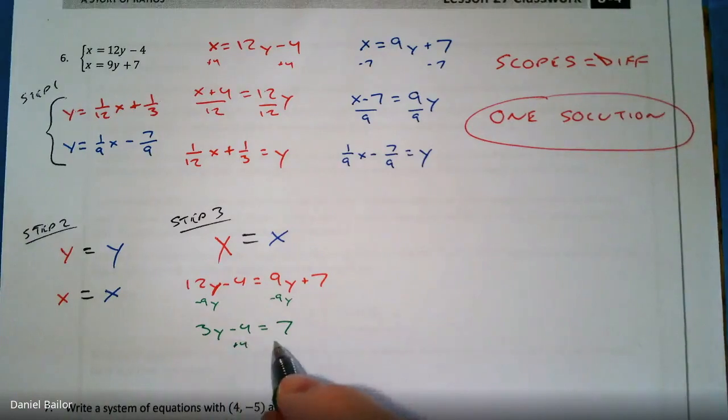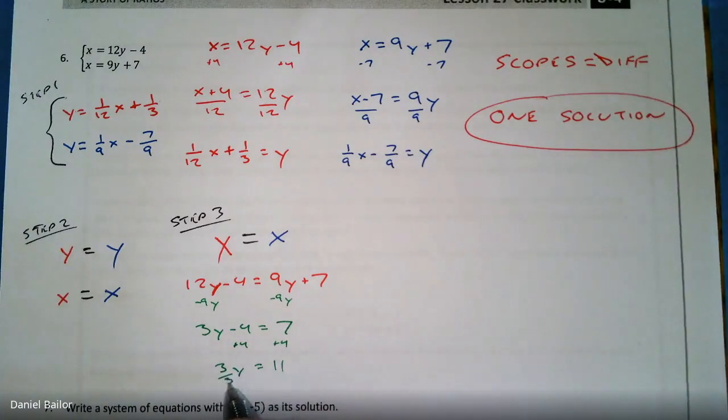I'm going to add 4 to both sides, so that gives me 3y equals 11. Going to divide by 3, so I get y equals 11 thirds. So y equals 11 thirds.